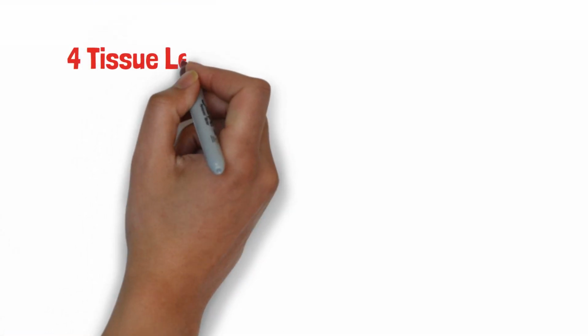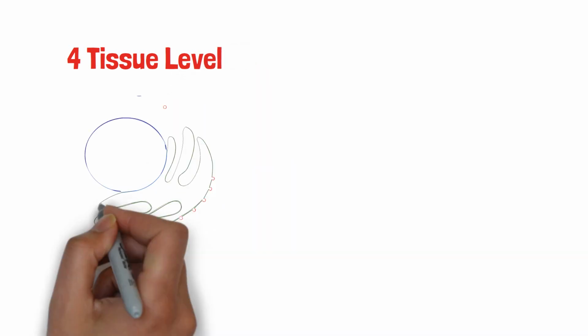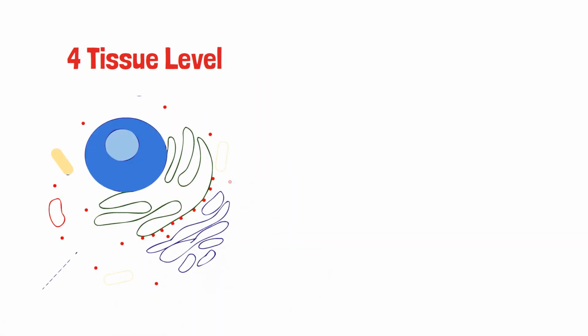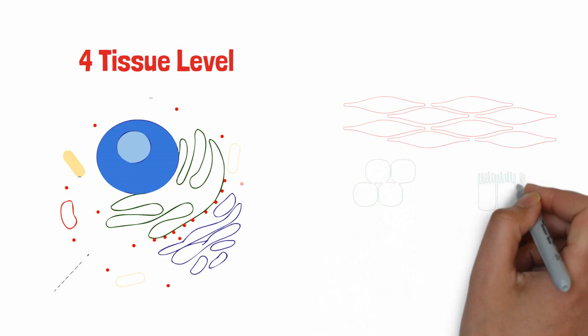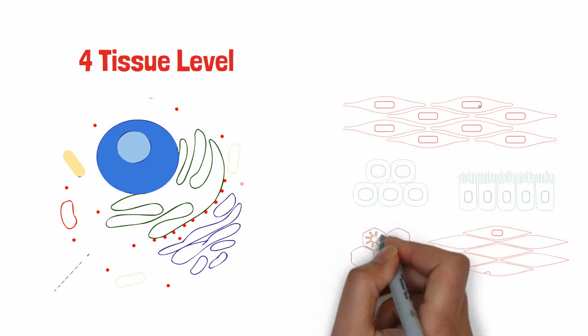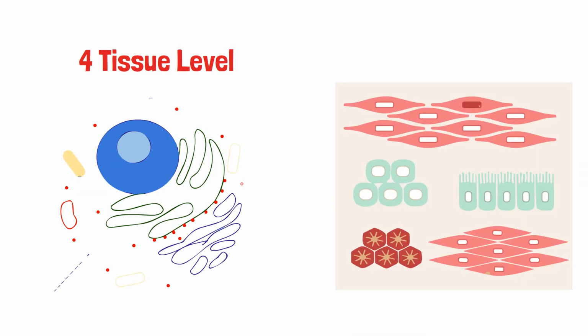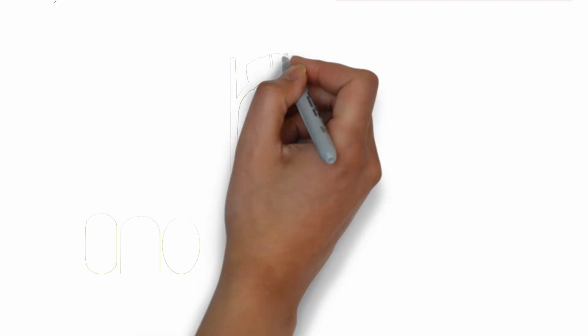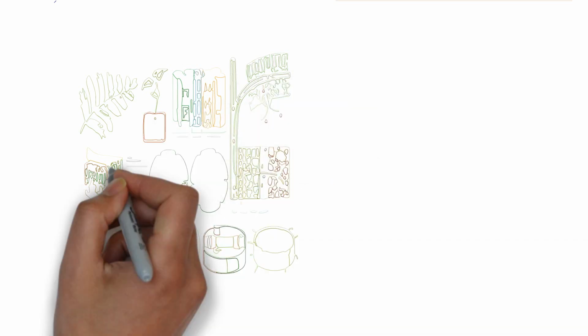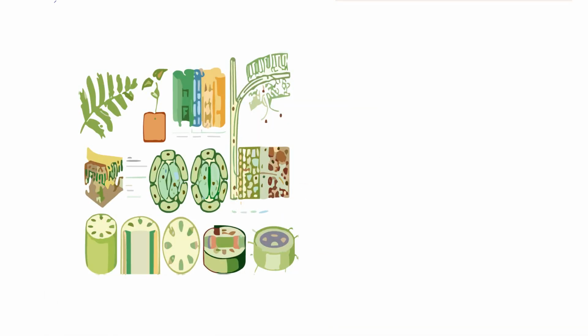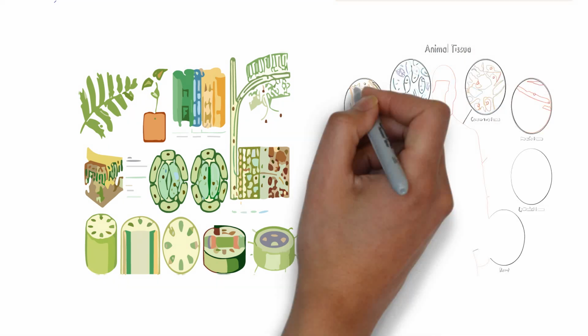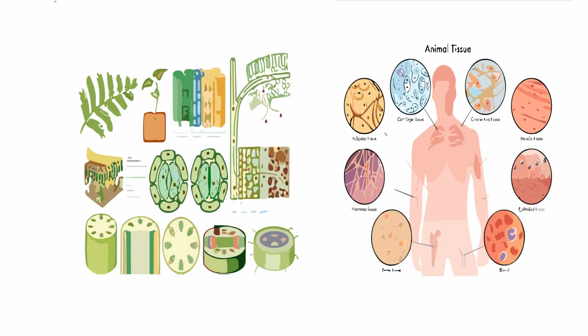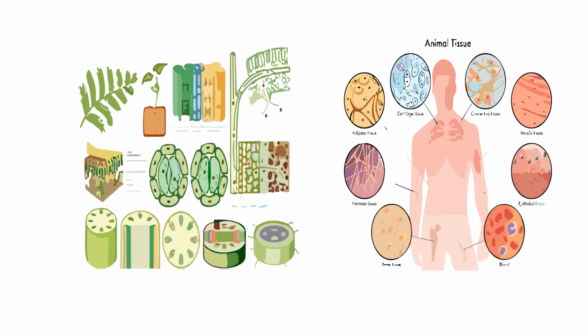Tissue level. In multicellular organisms, similar cells with the same functions group together to form tissues. A tissue is defined as a collection of similar cells specialized to perform a common function. There are various types of tissues in both plants, e.g., epidermal tissue, ground tissue, and animals, e.g., nervous tissue, muscular tissue.